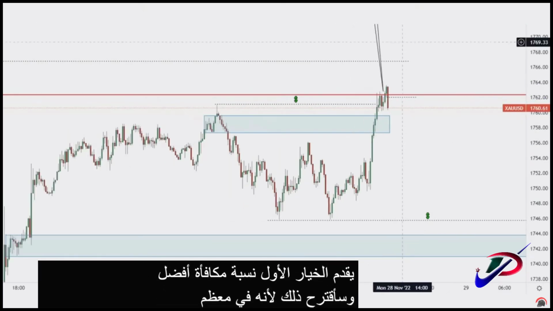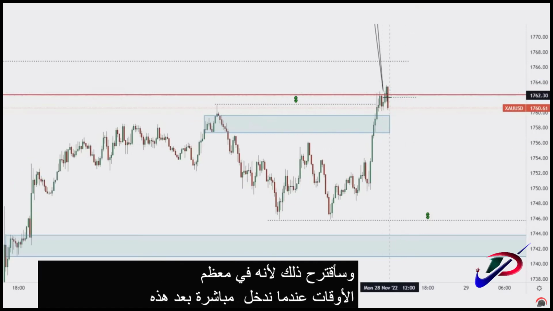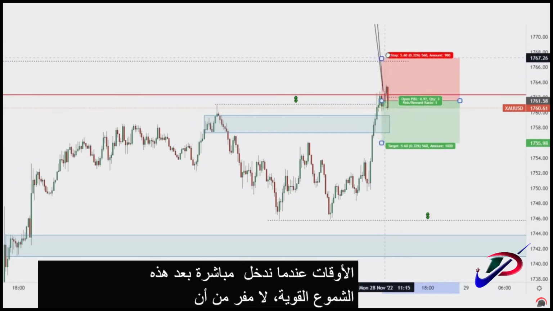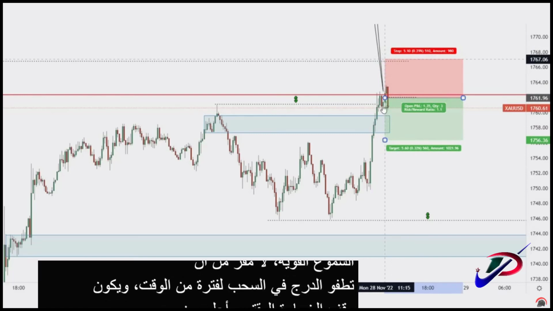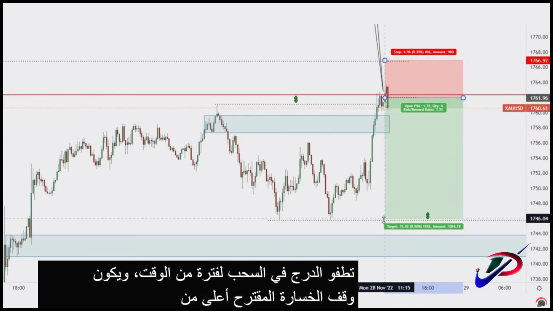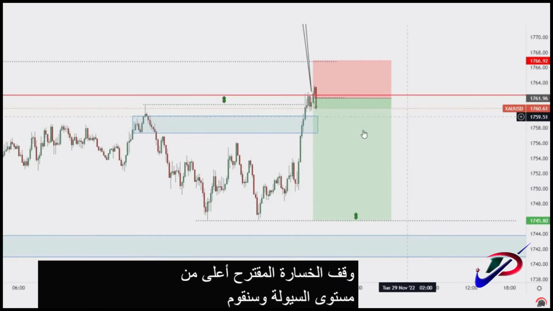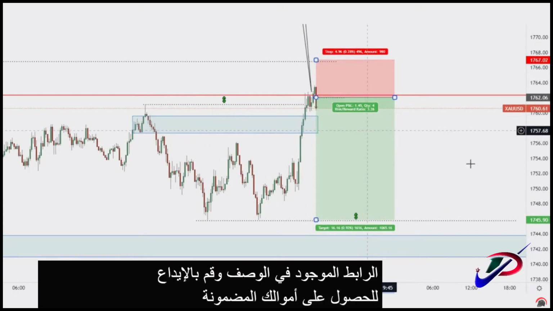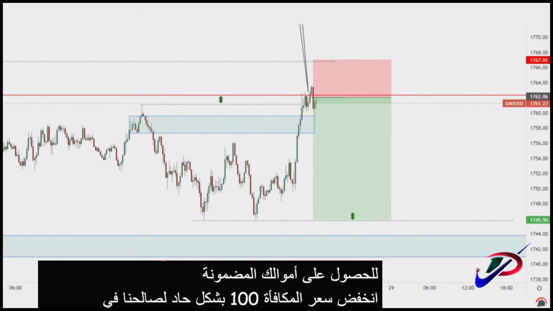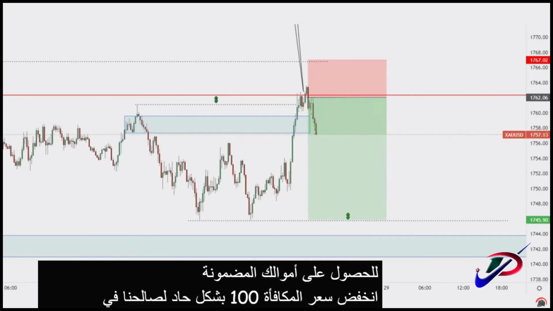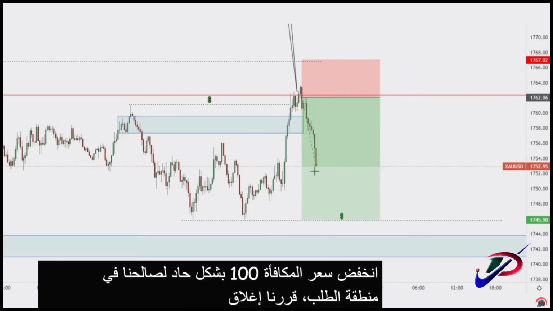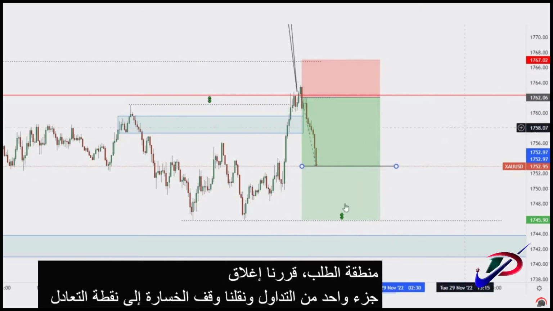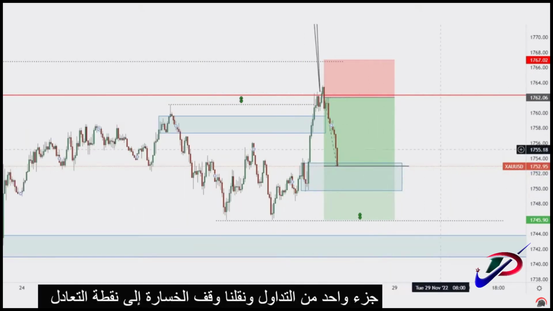Because most of the time when we enter right after these strong candles, it's inevitable for the trade to float in drawdown for a while. The suggested stop loss is above the liquidity level, and we are going to target the support level, or so-called liquidity below. Price dropped sharply in our favor. At the demand zone, we decided to close one portion of the trade and moved stop loss to break even.